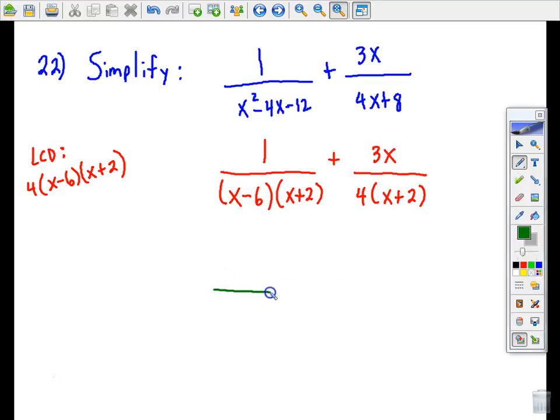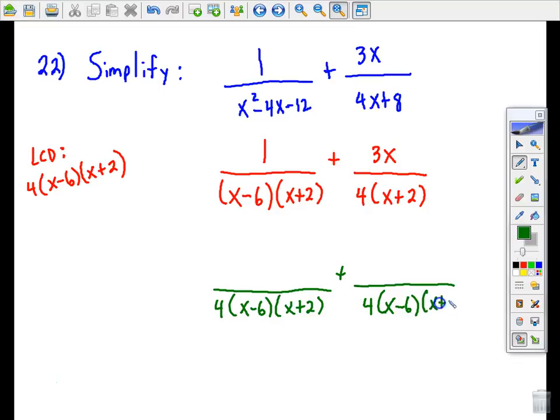Okay, so I'm going to set this up so that these denominators can divide into the common denominator. Each one of these denominators from my original problem will divide into the common denominator. All right, so I'm dividing red into green, and I notice that everything cancels when I do that except for this 4. And this 4 that doesn't cancel will multiply by 1. 4 times 1 is 4.